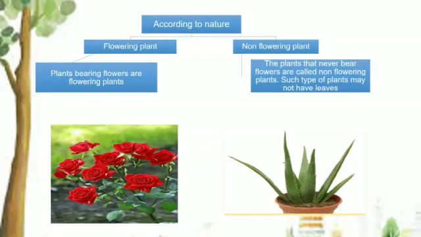The plants according to nature are of two types, flowering plants and non-flowering plants. Plants bearing flowers are called flowering plants, for example, rose, lily, etc. While the plants that never bear flowers are called non-flowering plants. Such types of plants may not have leaves, for example, aloe vera.